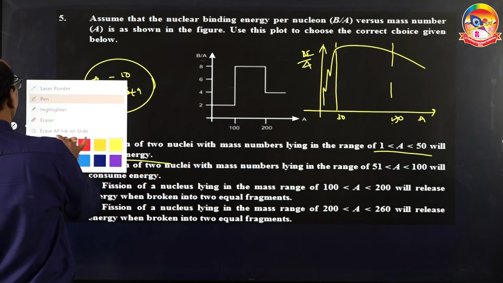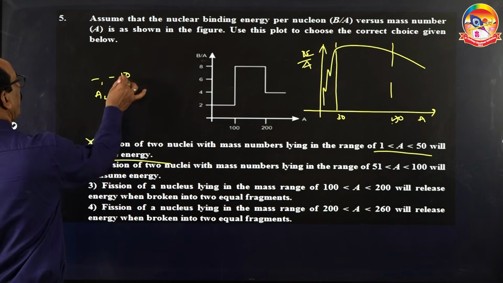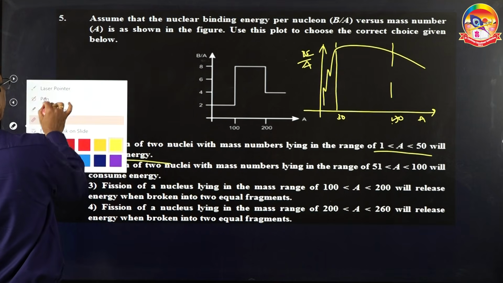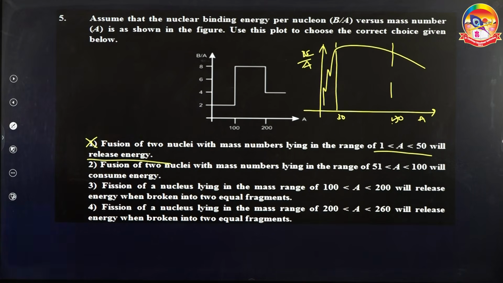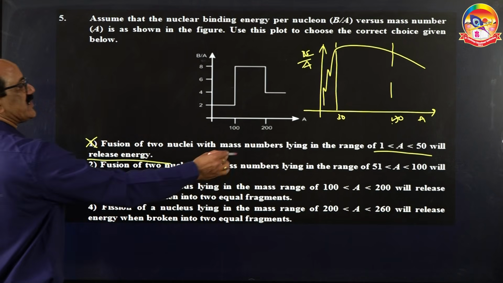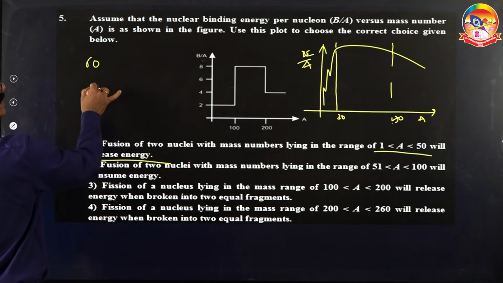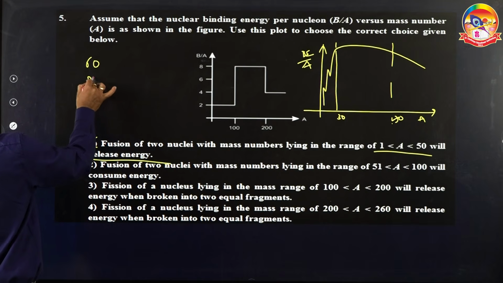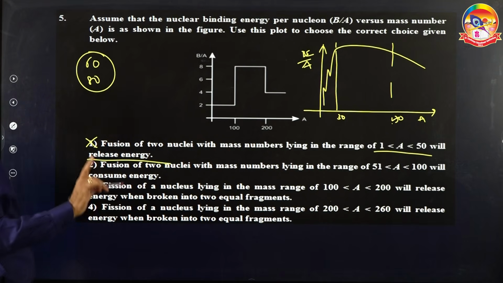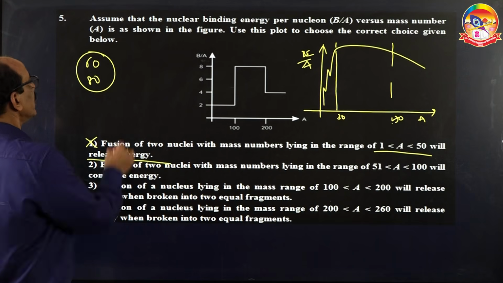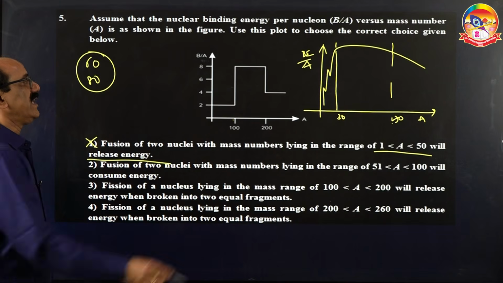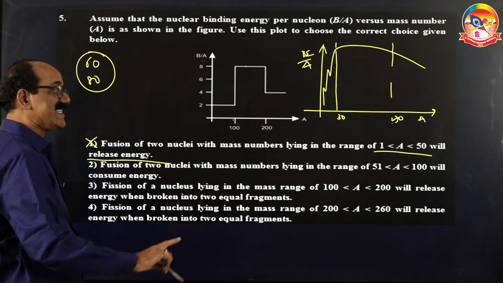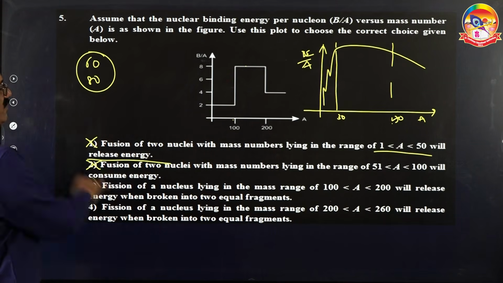Now let us look at the next option. We have to go with options. Here, fusion of two nuclei with mass numbers lying in the range 51 to 100 will consume energy. Let us check with some mass numbers, let us say 60 and 80. If they fuse, they give one particular nucleus, so 140. 140 happens to be obviously lying in the range from 100 to 200, binding energy increases, therefore there is a release of energy. So therefore this is also false.